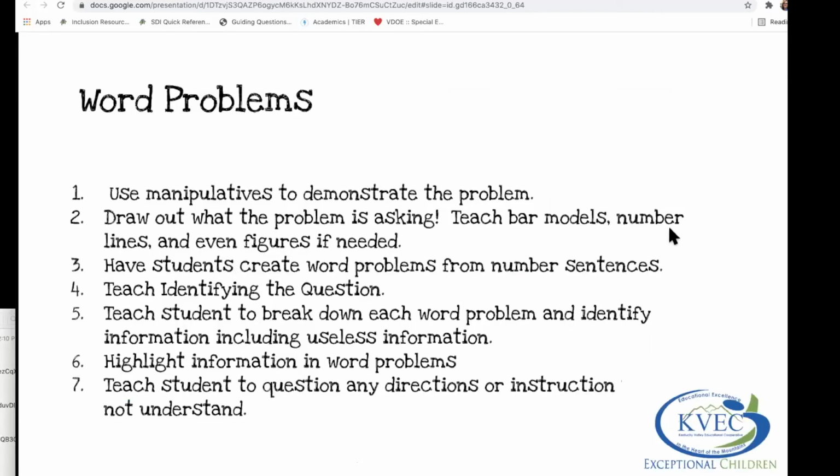All right, so word problems. I appreciate that, Steph. You're welcome.